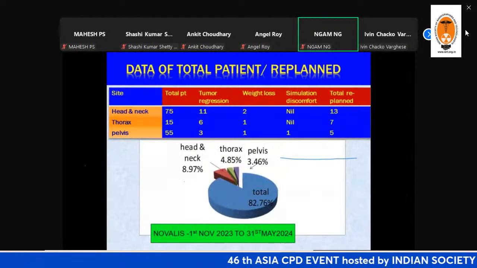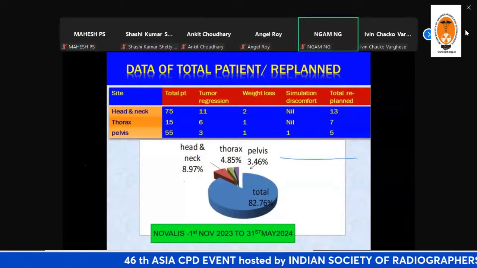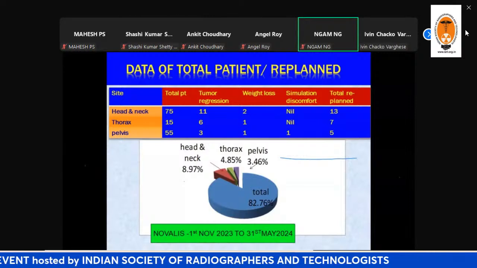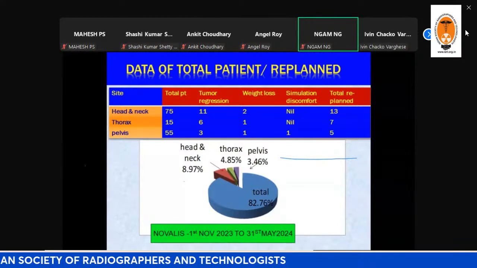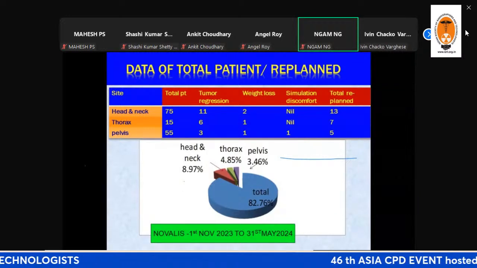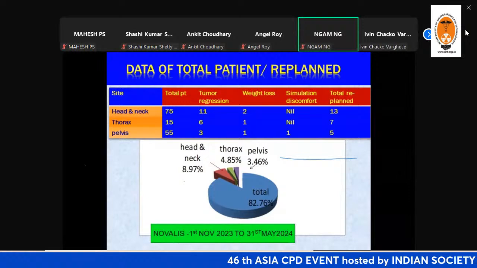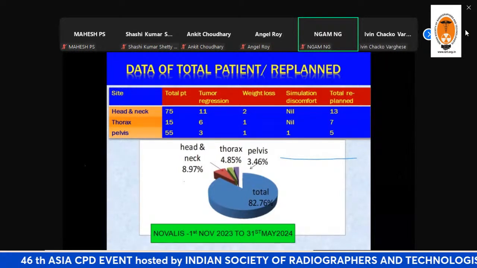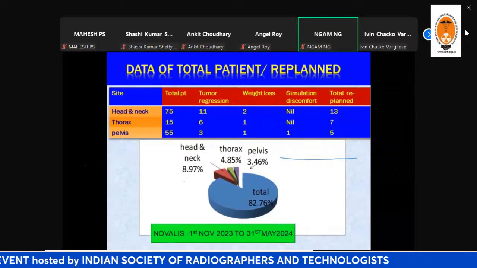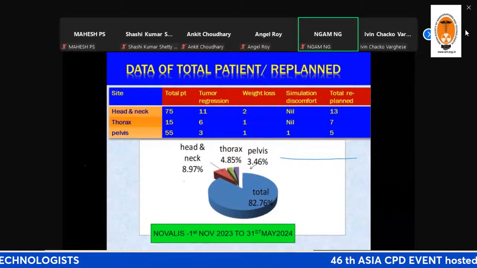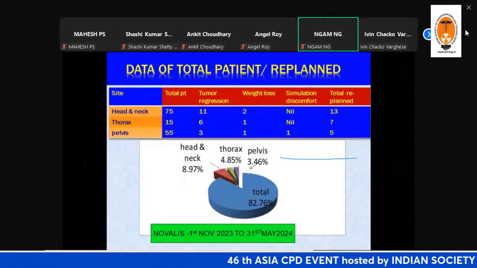So I have randomly taken data from 1st November 2023 to 31st May 2024. This data was taken on the Novalis TX linear accelerator, where we treated 75 head and neck cases. We saw tumor regression in 11 patients and weight loss in two patients, and simulation discomfort was not observed in any patient. So in total, we replanned 13 patients out of the 75 head and neck cases.